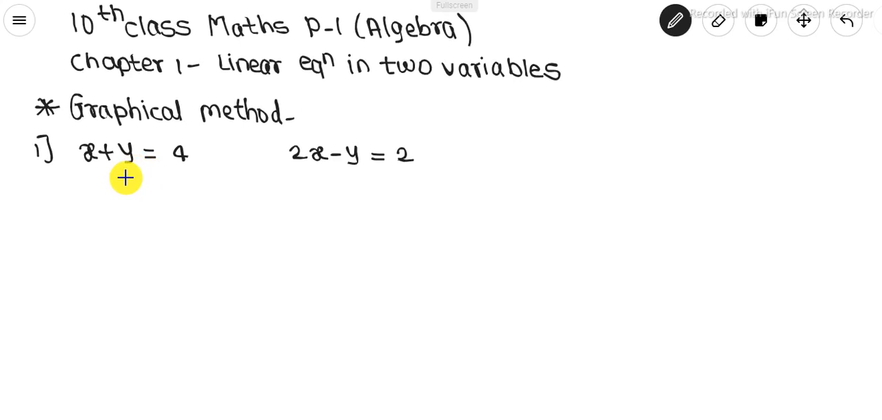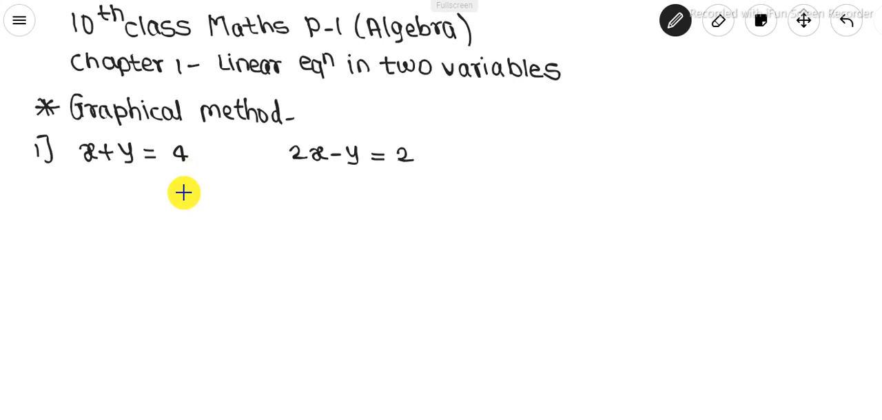Now we have to find out the solution for these linear equations. We already told you that there are two methods, that is substitution or elimination method. Both we studied in the previous lecture. Now we want to find out the solution for these two linear equations by using the graphical method. After studying the graphical method, you can check that the solution found by graphical method and the solution found by substitution or elimination method are both the same.